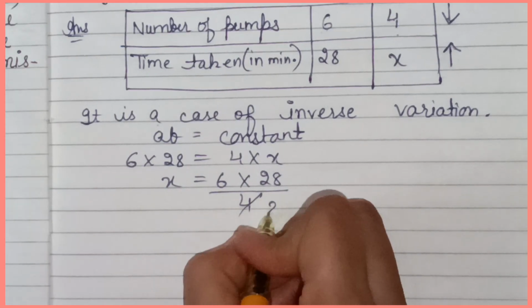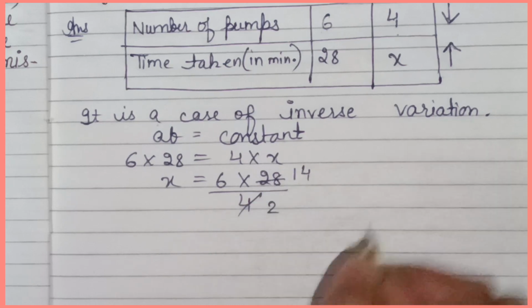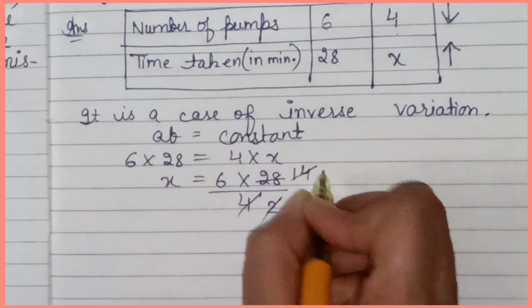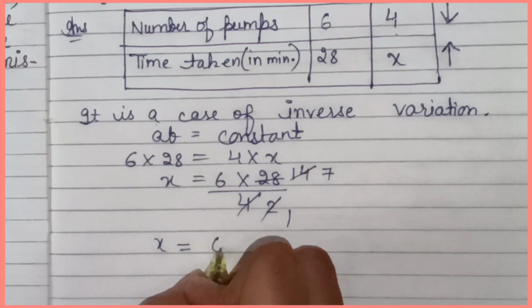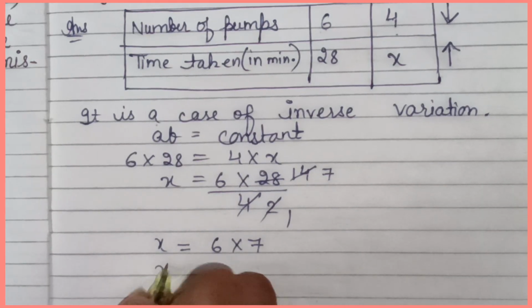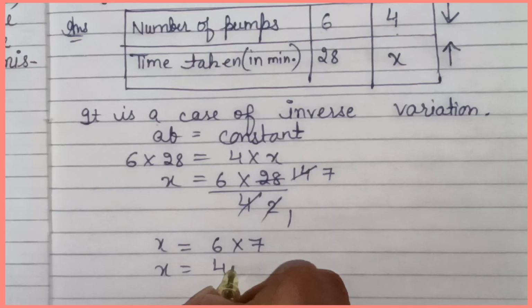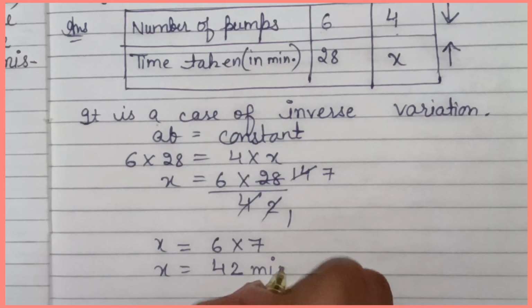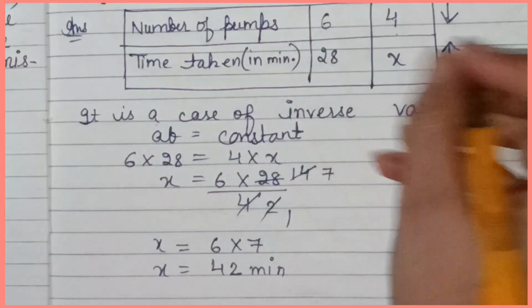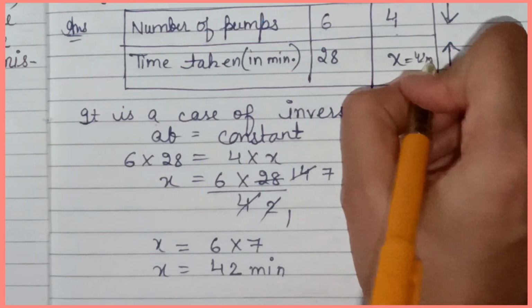2 2s are 4, 2 1s are 2, 2 4s are 8, 2 1s are 2, 2 7s are 14. So x is equal to 6 multiplied by 7. x is equal to 6 7s are 42. So here I write 42 minutes. I write x is equal to 42 minutes.